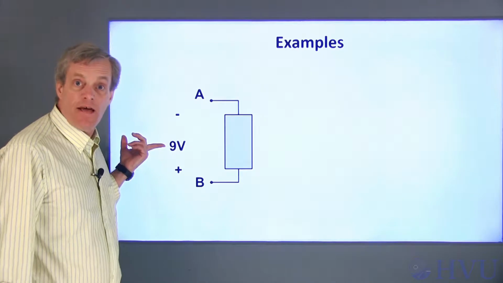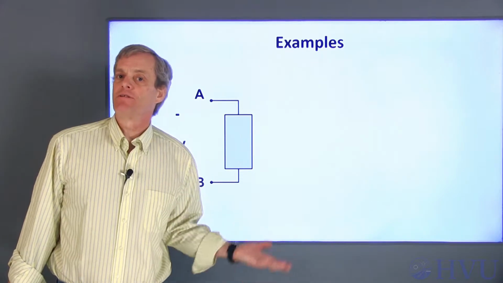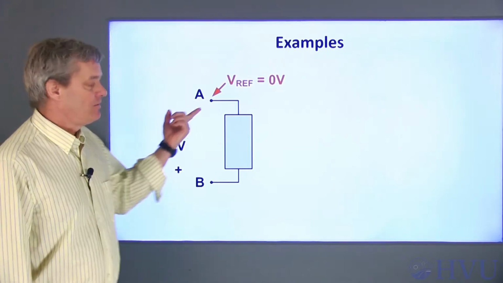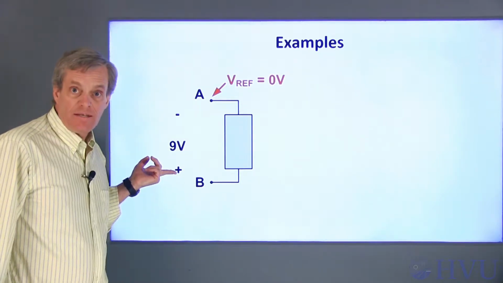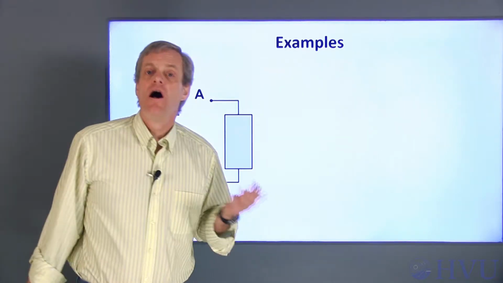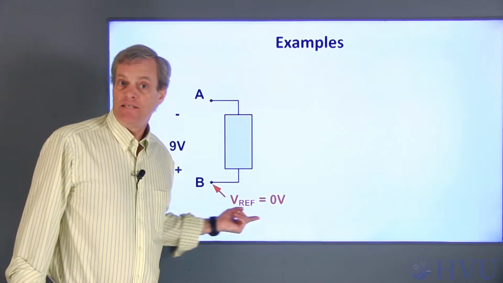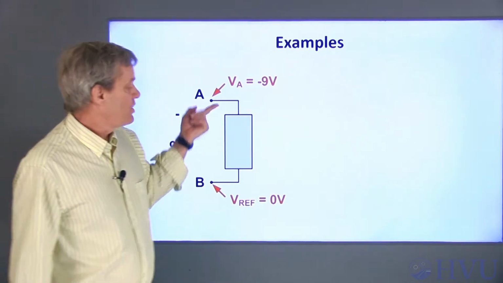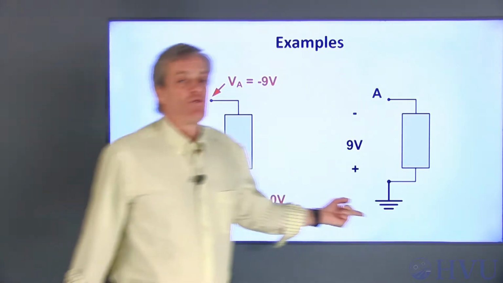This circuit element has a 9-volt difference between its terminals with this polarity. We can choose one of these terminals as a reference and express the voltage at the other terminal relative to that reference. For example, let's choose node A as being at what we'll think of as 0 volts. Node B is 9 volts above the voltage at node A, so VB is equal to positive 9 volts. Our choice of reference voltage is arbitrary. I could choose node B as being 0 volts. Node A is 9 volts below the voltage at node B, so with this reference, VA is equal to negative 9 volts.